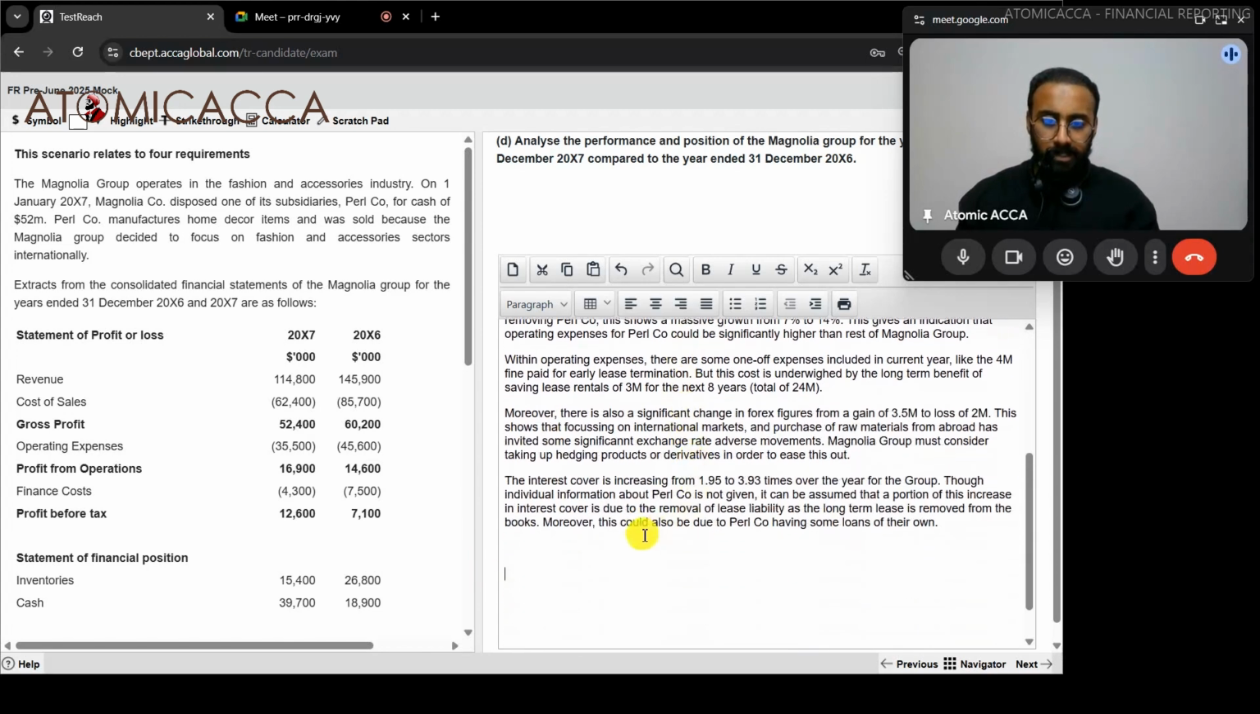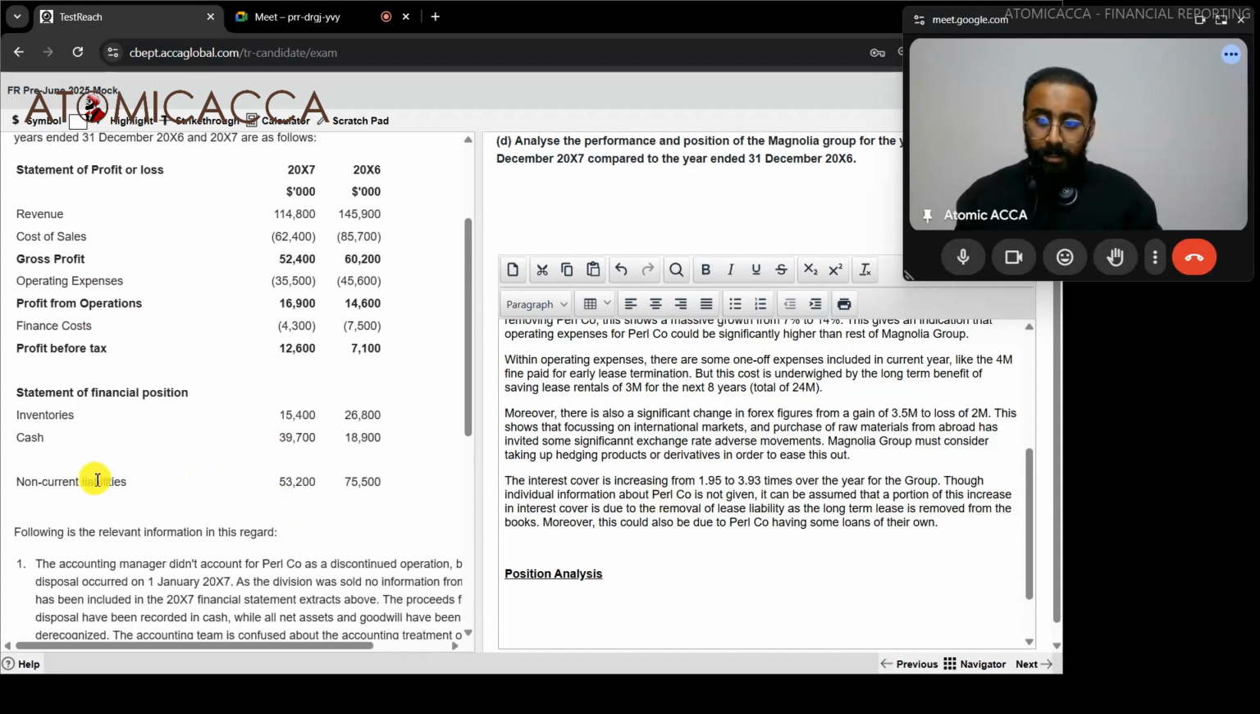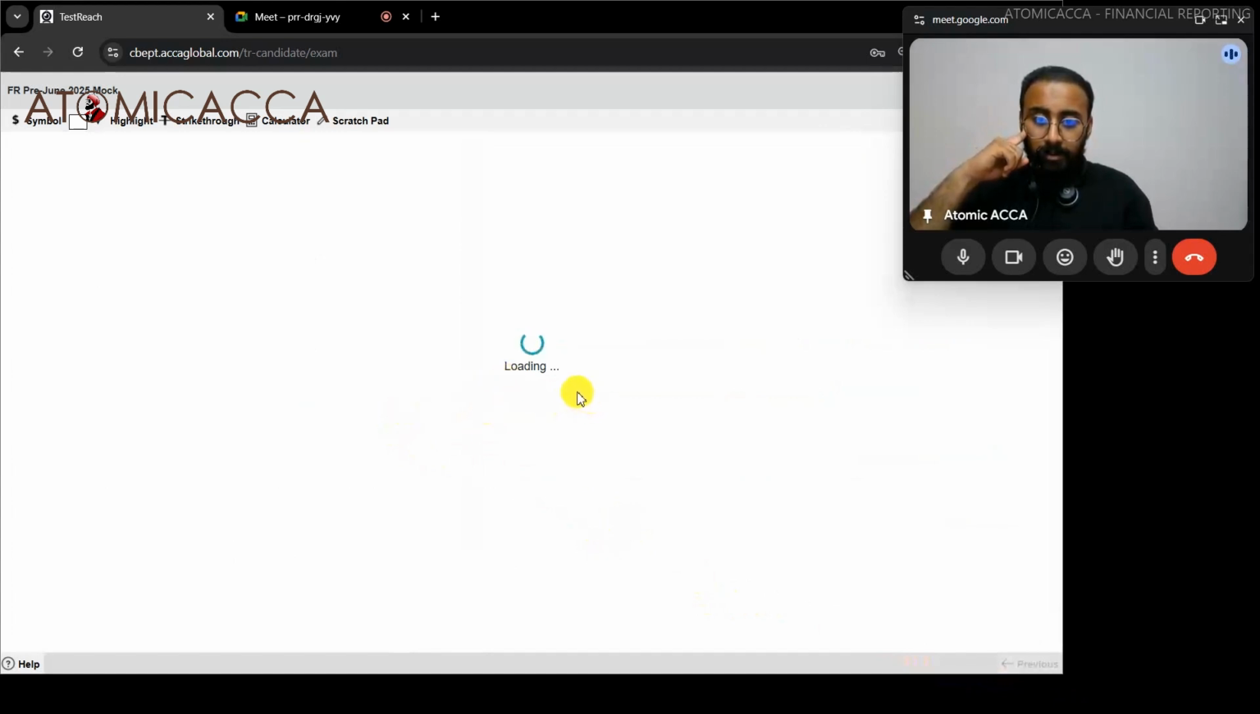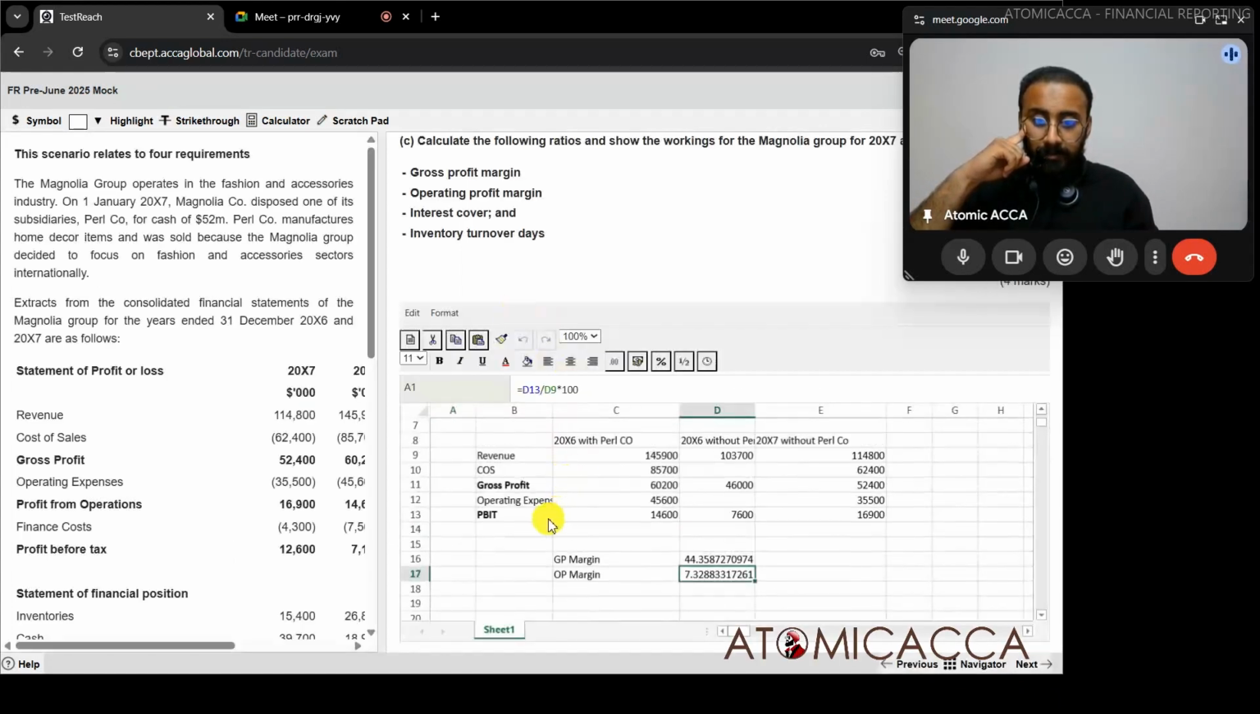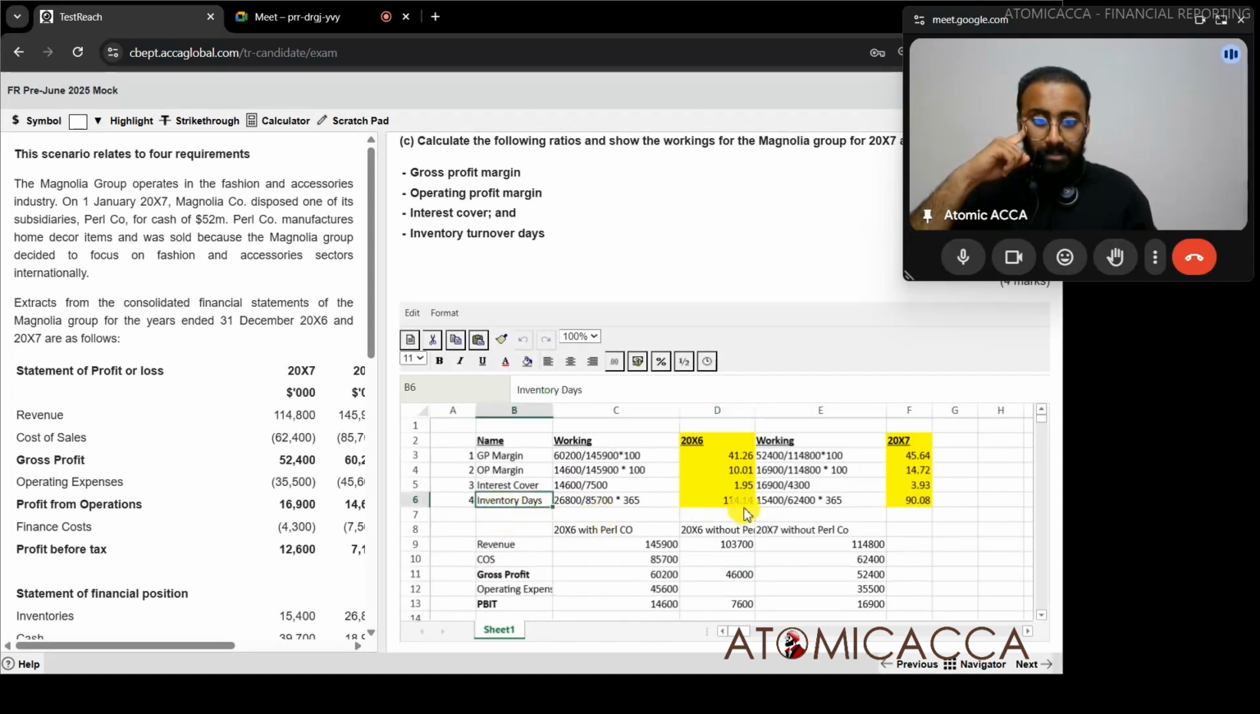Now we have done some performance analysis. Let's do some position analysis. Since we don't have a lot of information over here, we may not have to write too much, but let's see what is majorly changing in SOFP. 26,800 to 15,400. About inventory, we had some information there. Inventory days is going from 114 days to 90 days. So inventory days is getting better.